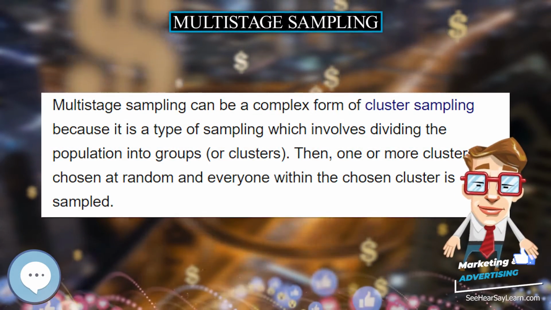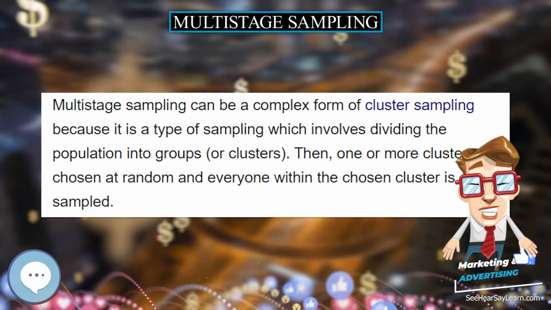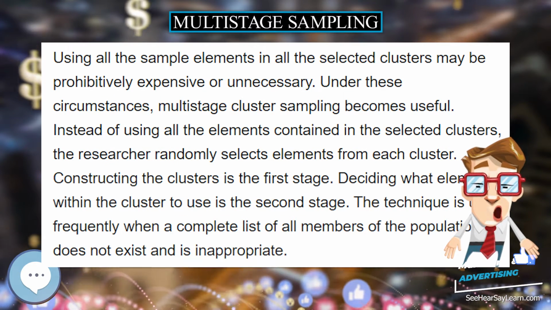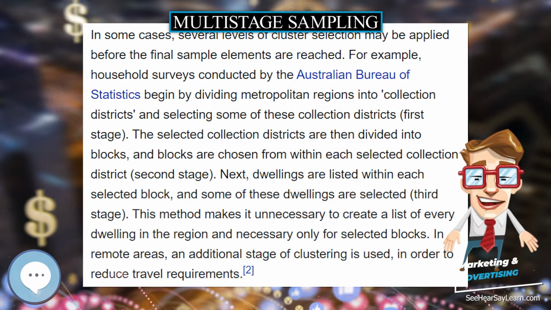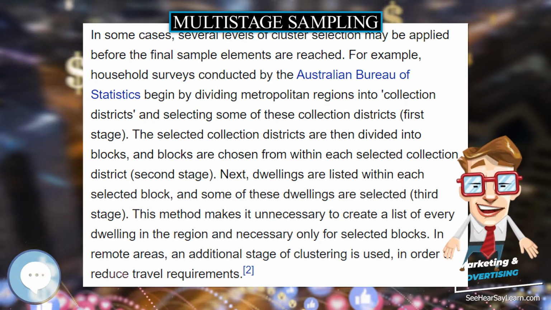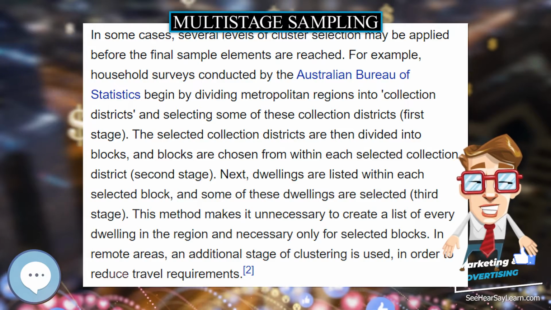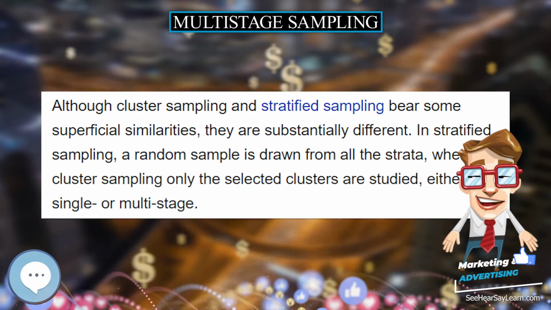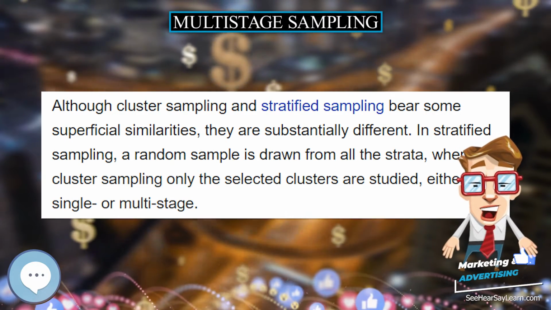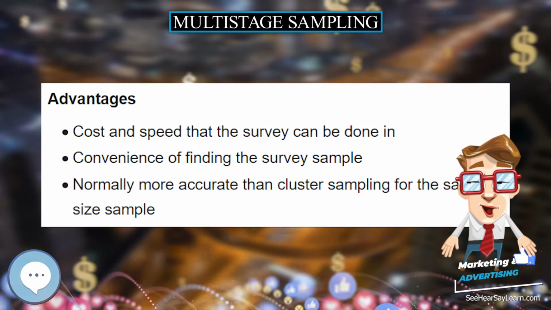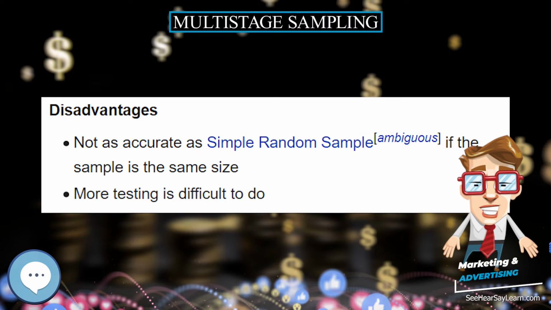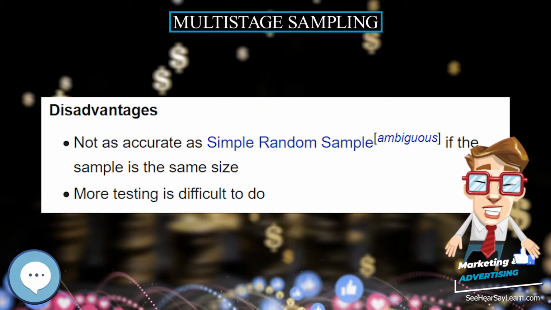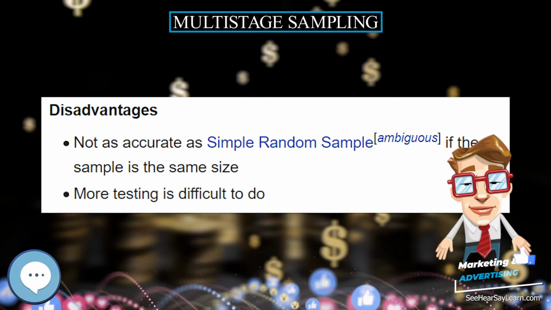Multistage sampling. In statistics, multistage sampling is the taking of samples in stages using smaller and smaller sampling units at each stage. Multistage sampling can be a complex form of cluster sampling because it is a type of sampling which involves dividing the population into groups, or clusters. Then, one or more clusters are chosen at random and everyone within the chosen cluster is sampled.